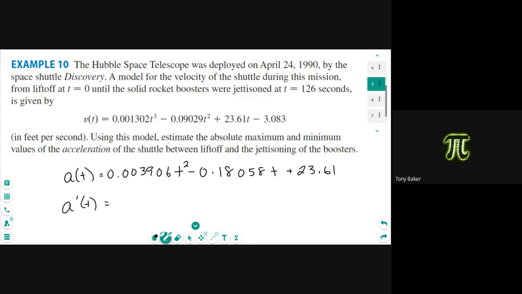Yes. So we're looking for our minimum and maximum acceleration. We're not looking for the minimums and maximums of velocity, which is what you would do with the other one. So what's the derivative of acceleration? Which would be jerk, yeah. So I got 0.00781 t minus 0.1805 when that equals 0. Now it's just a simple linear equation, which is a lot easier than the quadratic formula, which is what you should have done for the last one.